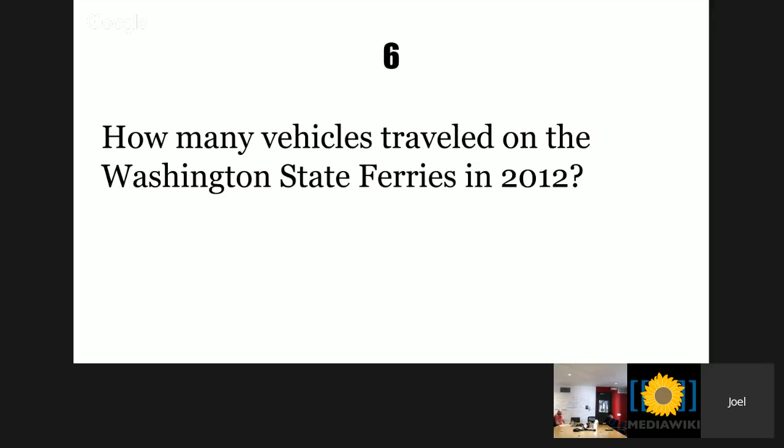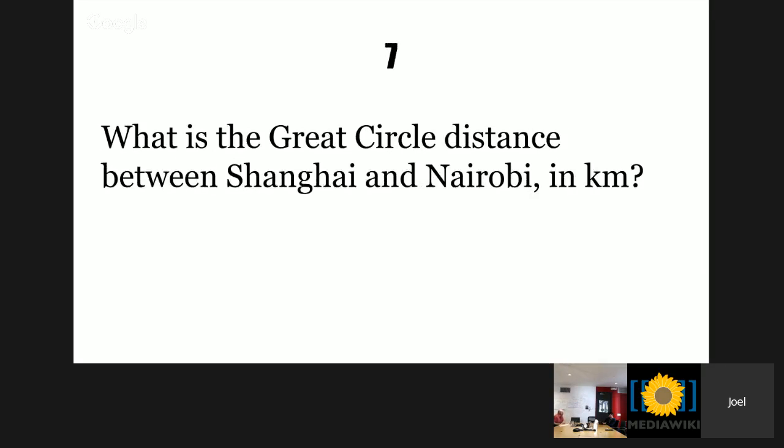Question 6 for the last time. How many vehicles traveled on the Washington State ferry system in the year 2012? Question 7. What is the great circle distance between Shanghai and Nairobi in kilometers? That's the shortest distance over the globe as an airplane would fly between Shanghai and Nairobi in kilometers.